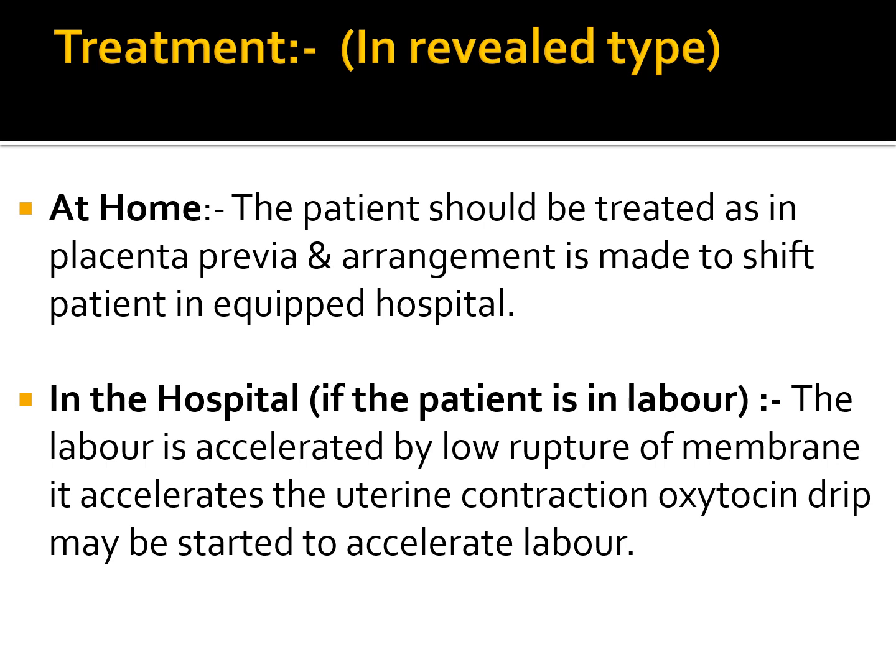Now, once the patient reaches the hospital, two things have to be checked: whether the patient is in labor or not. If the patient is in labor, you have to accelerate the process by low rupture of membrane and by starting an oxytocin drip. These two things, low rupture of membrane and oxytocin drip, will accelerate the labor and the delivery will happen soon.